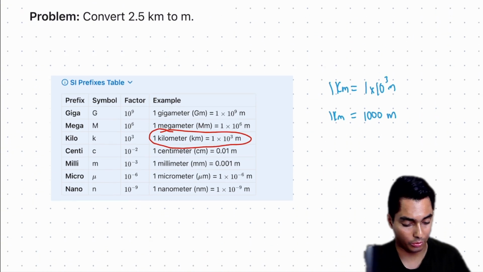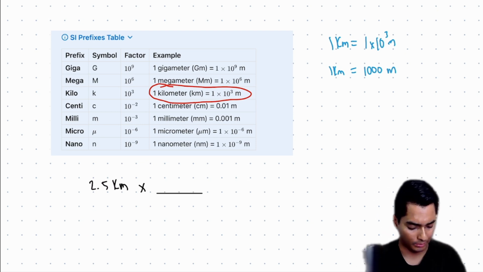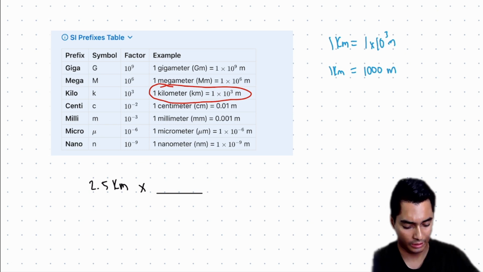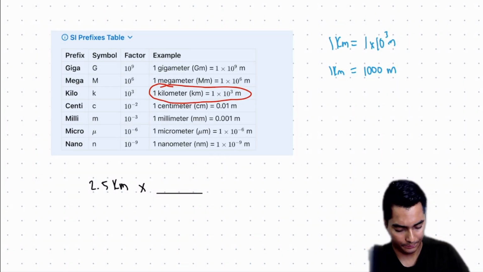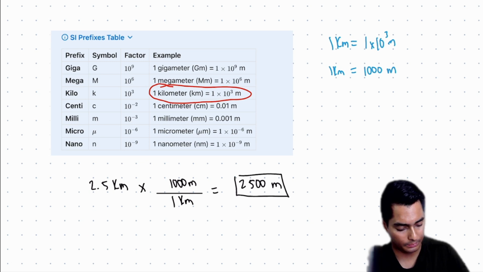So I'm going to start with what I know, which is 2.5 kilometers, and then multiply this out. Which one goes on top and the bottom this time? We're going to say that on the bottom is going to be 1 kilometer. 1 kilometer is 1,000 meters. Therefore 2.5 kilometers multiplies out to 2,500 meters.